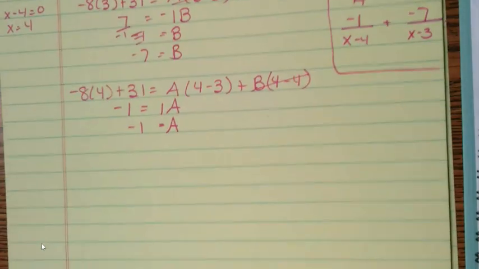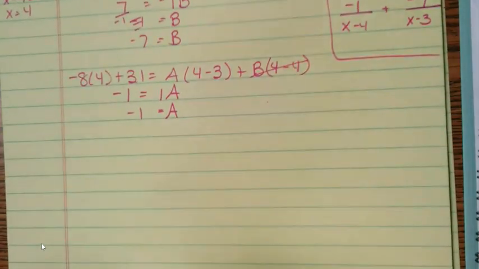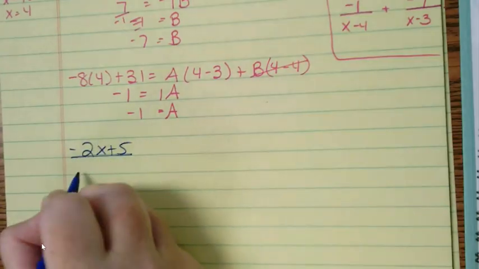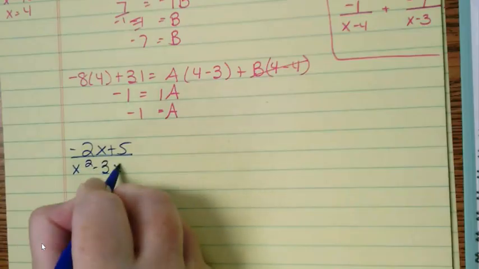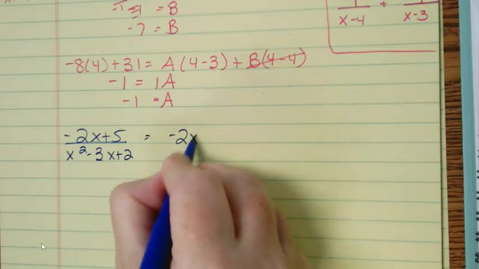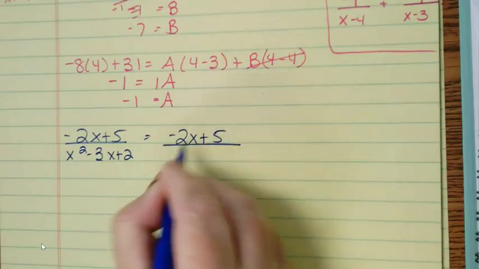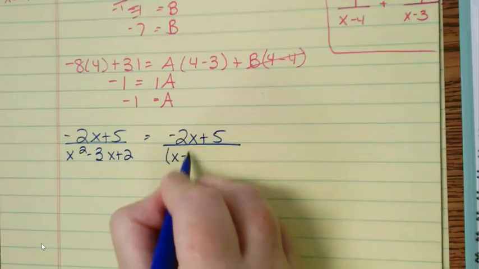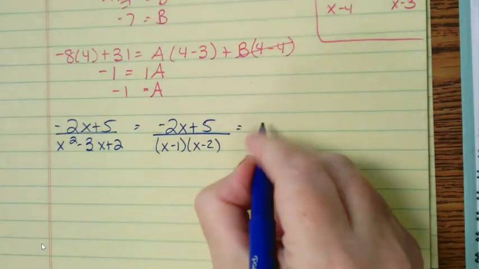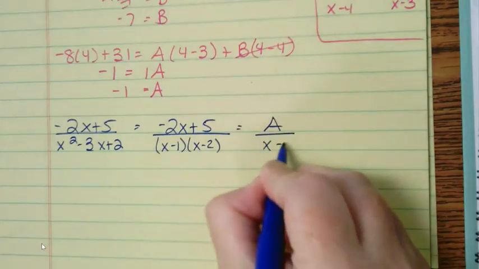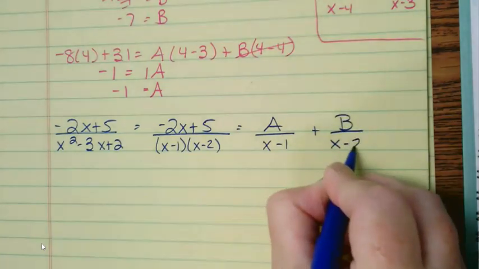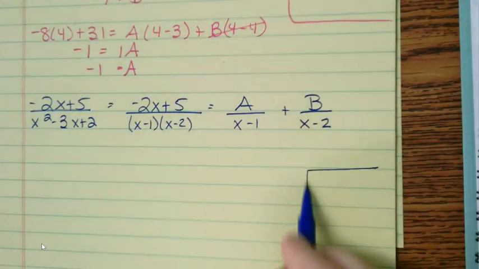We'll do this one again. So negative 2x plus 5 over x squared minus 3x plus 2. Negative 2x plus 5. So this will be x minus 1, x minus 2. Okay, A over x minus 1 plus B over x minus 2. Make my answer box here.